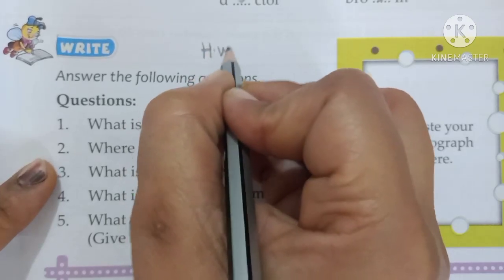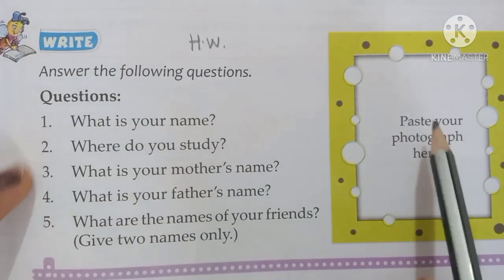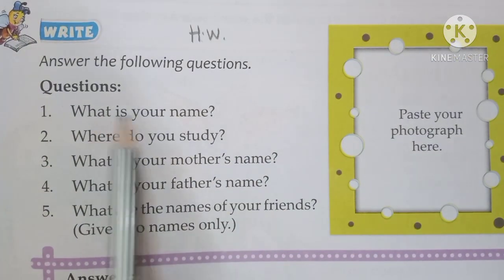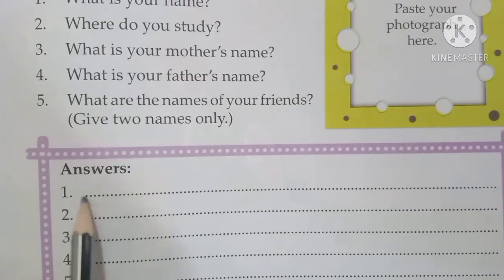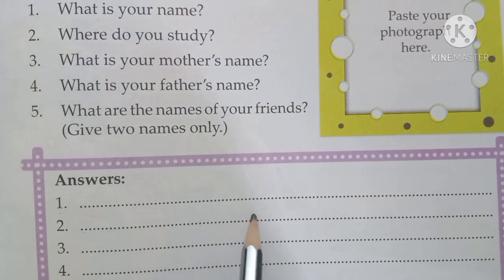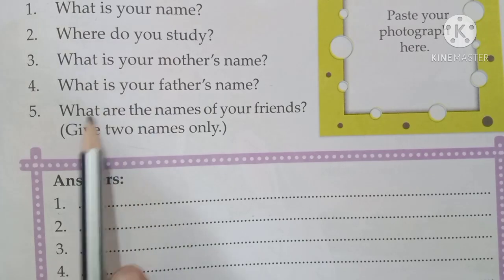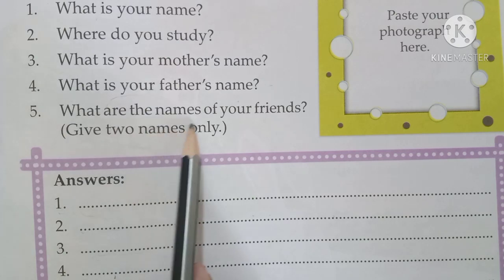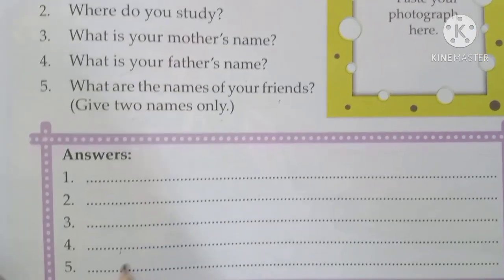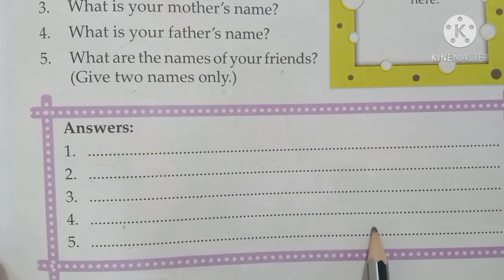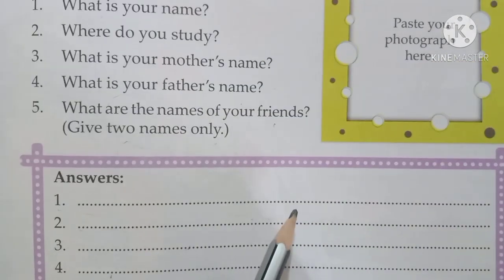Now here you have a homework for today. It's a homework, children. I'll explain how to do it. Firstly, you have to paste a photograph of yourself, okay? Then what is your name? You have to write your name over here in the first blank. Then where do you study? You have to write here Springfield School, Masabtang. What is your mother's name? You have to write your mother's name here. What is your father's name? Write it in the fourth blank. What are the names of your friends? Any two names, you have to write it here in the fifth blank. This is the fun for your homework today. You have to complete this.